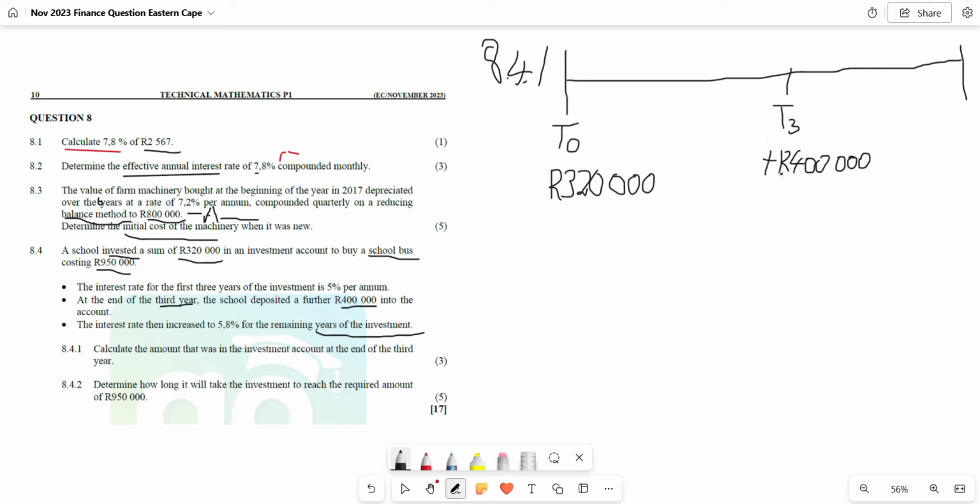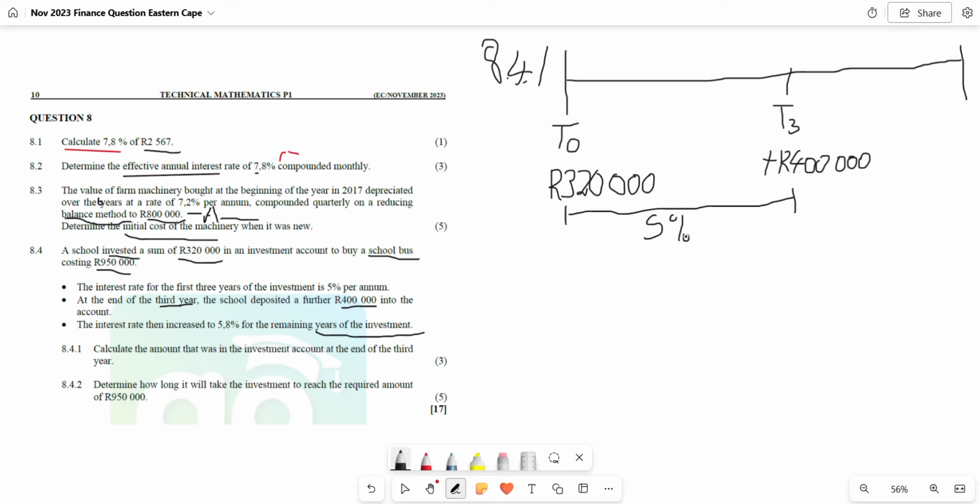Then after the amounts, you indicate the interest rates. Bullet number 1 says the interest rate for the first 3 years, meaning from the beginning of the investment to T3, remains the same. Then we need to indicate from T0 all the way to T3 that our interest rate was 5% per annum.